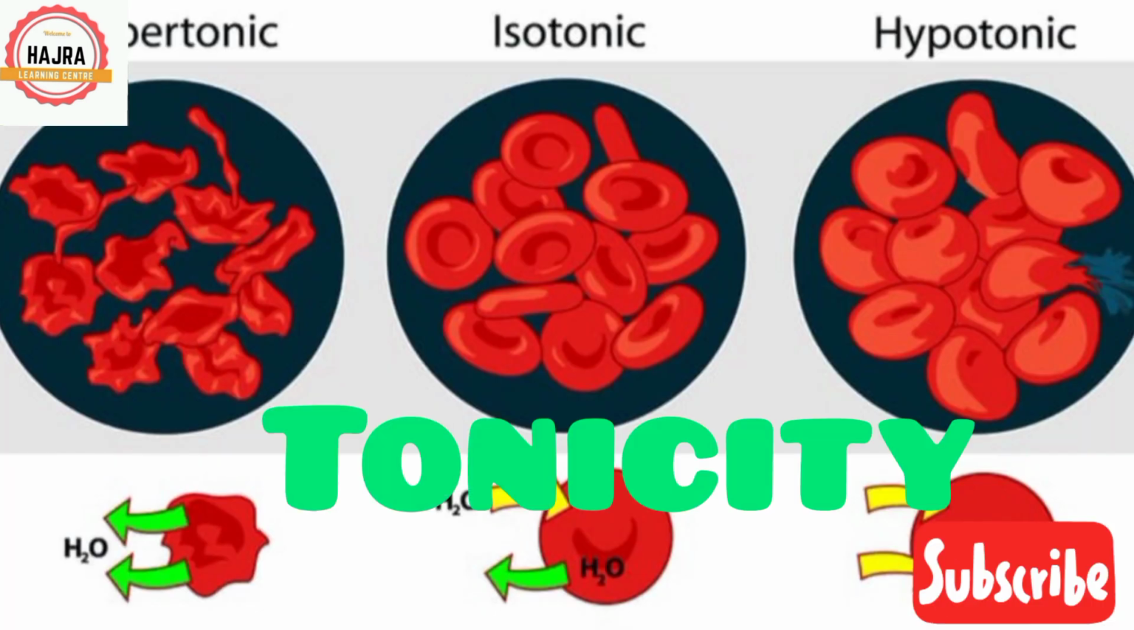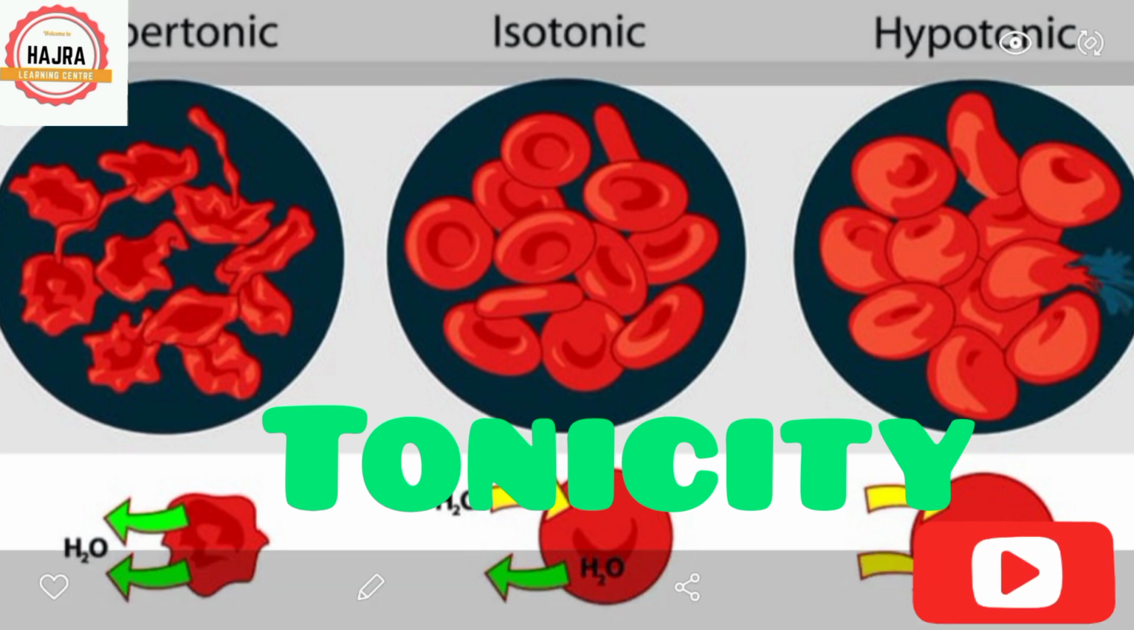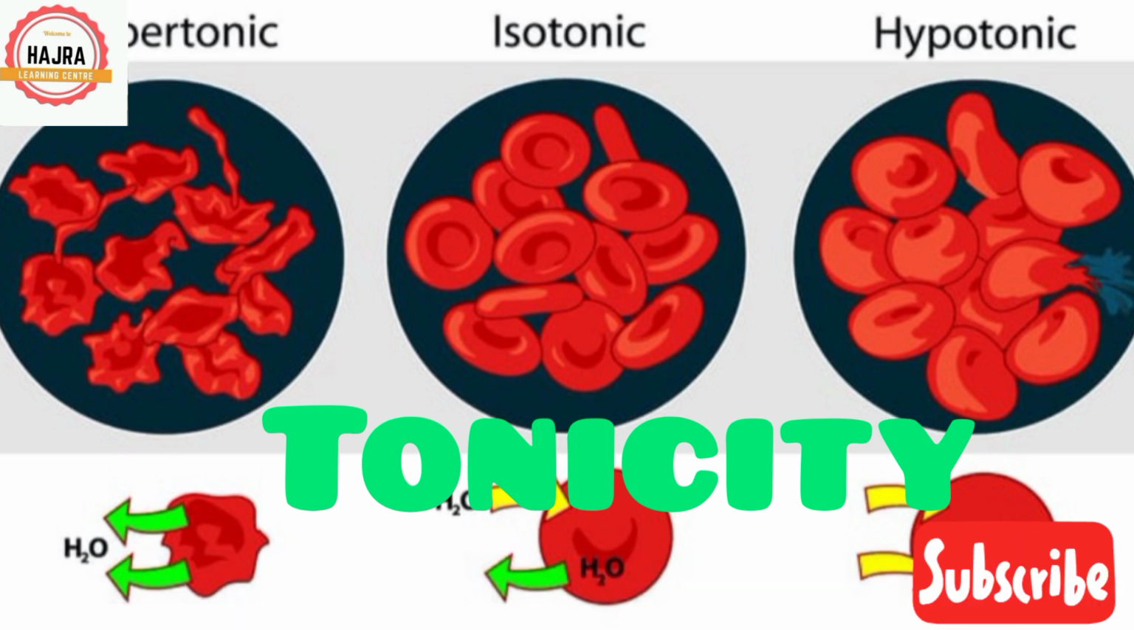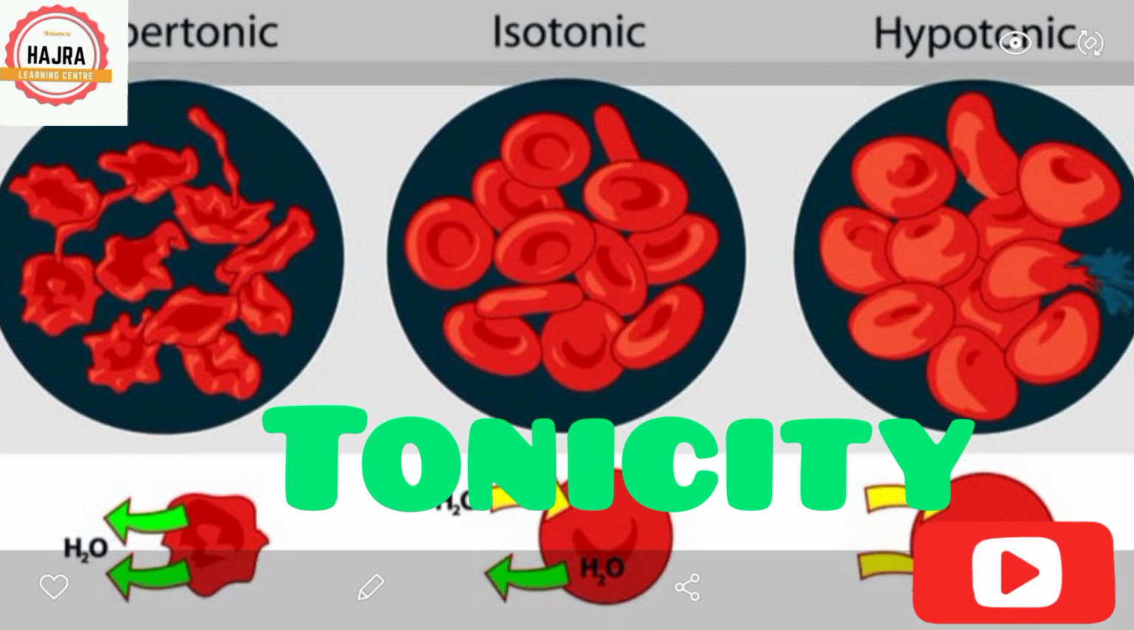Let me explain one term here with the help of these 3 pictures, that is tonicity. Tonicity is always studied in osmosis. What is meant by tonicity? Tonicity is the concentration of solutes in the water inside and outside the cell. And tonicity can be of 3 types.